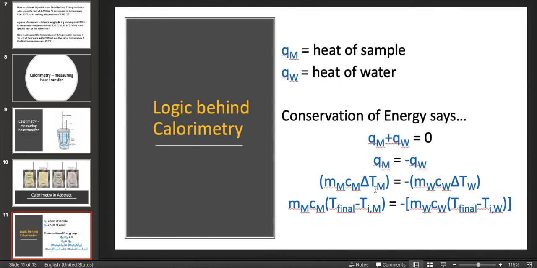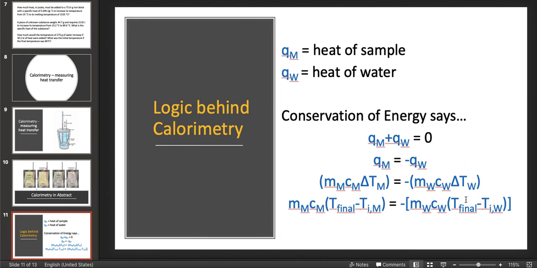Whereas if you start cool, at a lower temperature, and you gain heat, therefore the temperature goes up, your final temperature is larger than the initial temperature. So this delta T for my sample is going to be a positive number, which makes this a positive number as well. Now I can substitute delta T by T final minus T initial for both the sample and the water. And don't forget, you still have a multiplication sign in front of these two parentheses right here.